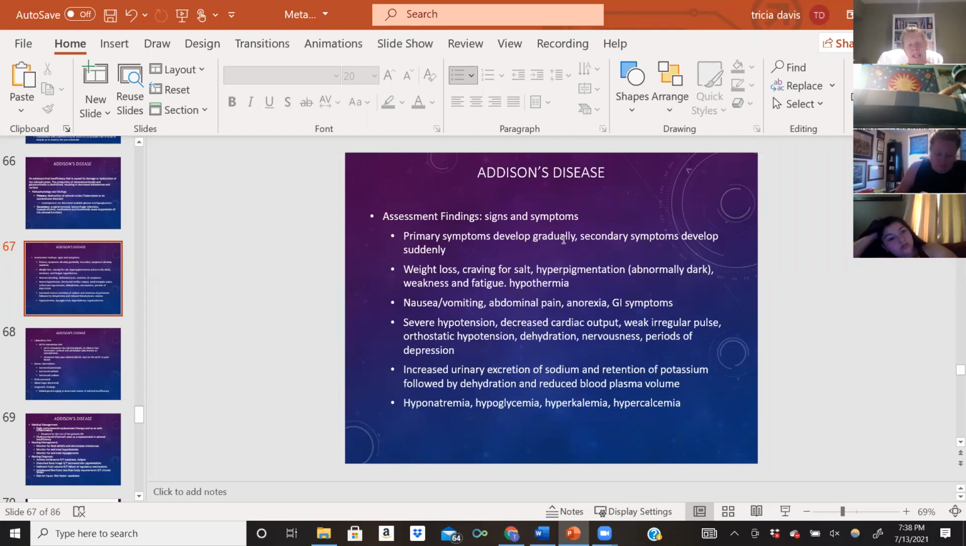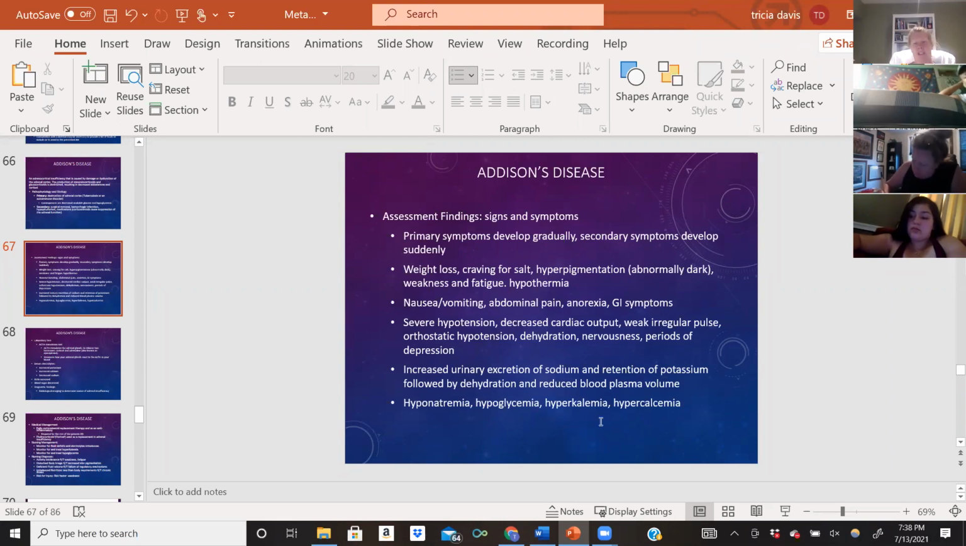They may report that they feel nervous. They may also express periods of depression that come out of nowhere. And then they are going to have increased urinary excretion of sodium. So they're going to be getting rid of a lot of sodium, but they're going to be retaining potassium, followed by dehydration and reduced blood plasma volume. So these patients are going to have hyponatremia, hypoglycemia, so low blood sugar, low sodium. They're going to have hyperkalemia and hypercalcemia, so increased potassium and increased calcium.